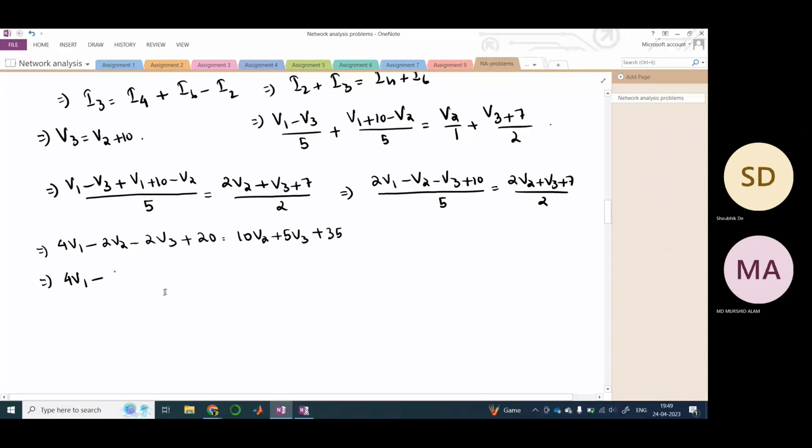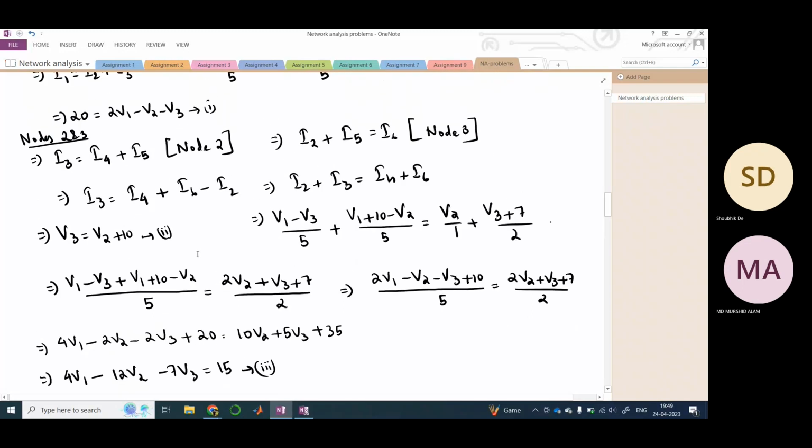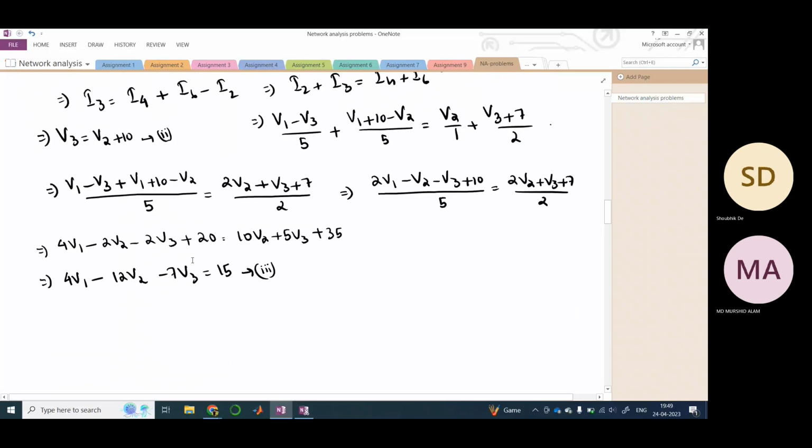So if we just take this to the other side, this would be 4V1 minus 12V2 minus 7V3, and this would be 15, right? So this is the third equation. If you remember, this is the second equation, basically the supernode equation. Now we just need to substitute everything here, and this process is very critical in the whole thing. If you do this wrong, you receive 0 marks because your answer is wrong.